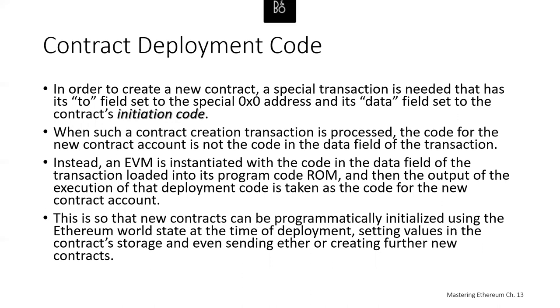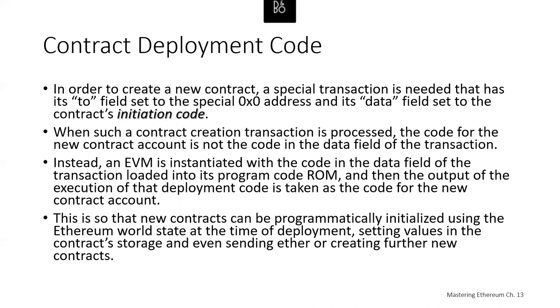When such a contract creation transaction is processed, the code for the new contract account is not the code in the data field of the transaction. Instead, an Ethereum virtual machine is instantiated with the code in the data field of the transaction loaded into the program's read-only code memory, and then the output of the execution, the deployment code, is taken as the code for the new contract account. This is so that new contracts can be programmatically initialized using the Ethereum world state at the time of deployment, setting values in the contract storage, and even sending Ether or creating further new contracts.